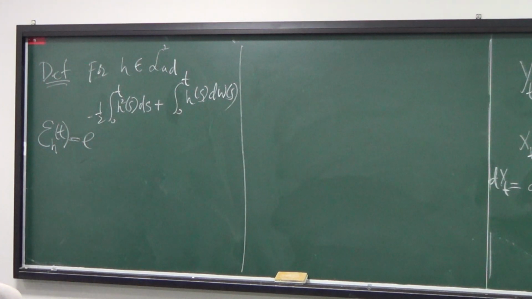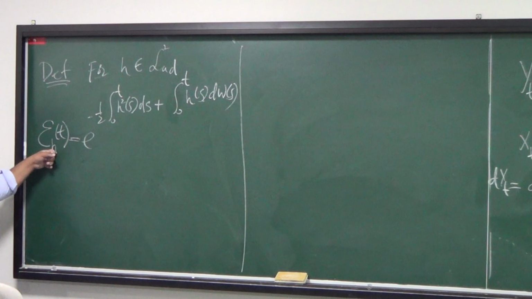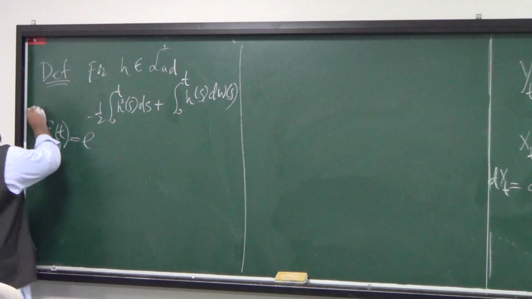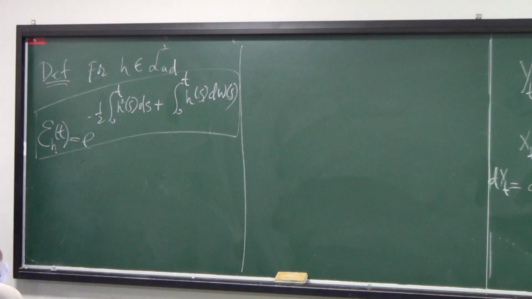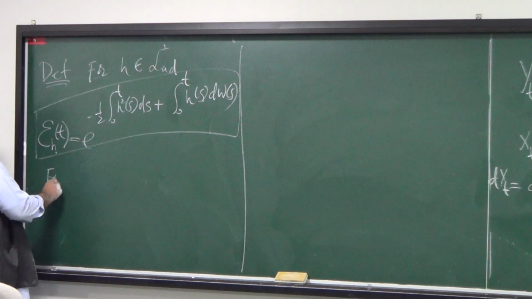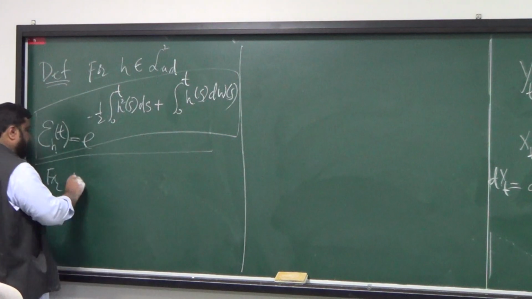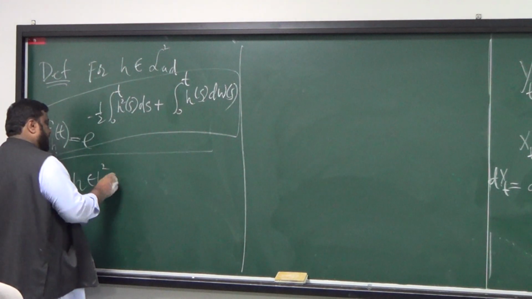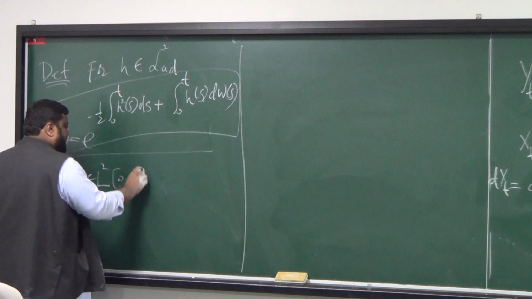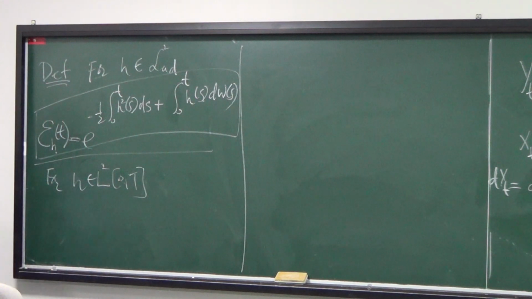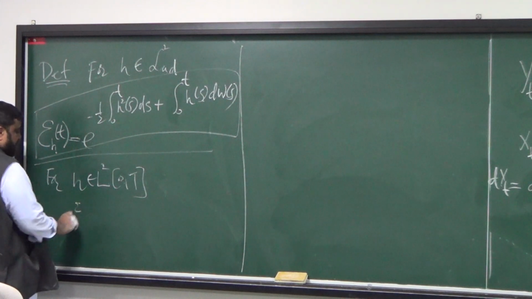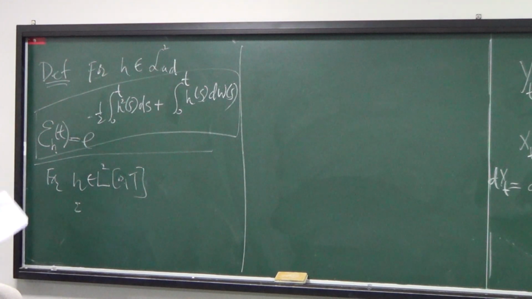So what was my Y_t, now I'm giving it an exponential process depending on h, or defined through h. So that's an exponential process defined through h. For h in L2AB at least, or maybe 0 to t at least, we showed that the exponential process satisfies this stochastic differential equation.